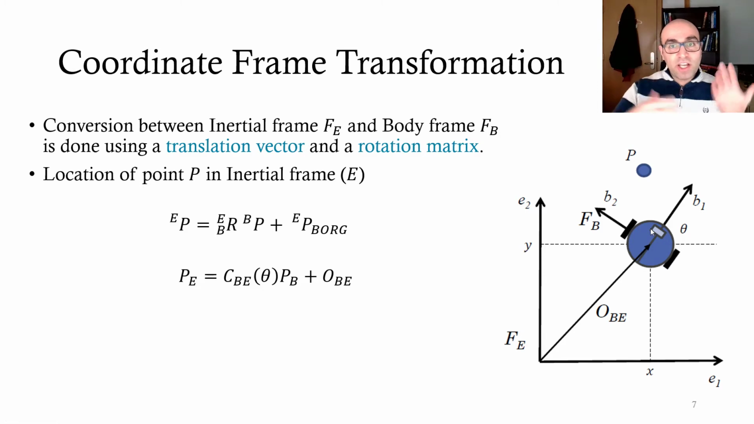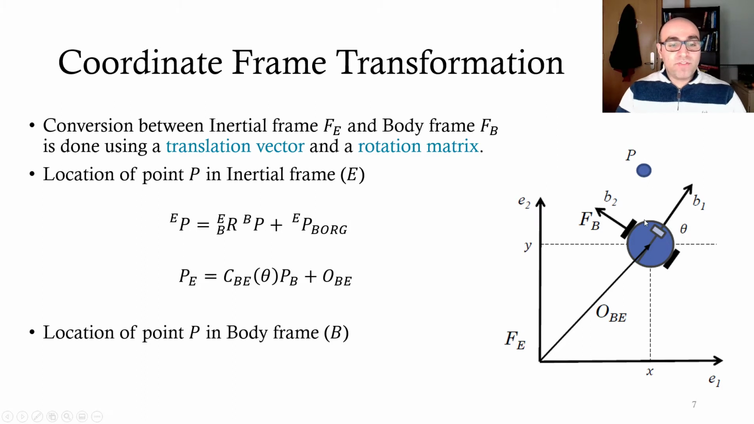What if we want to do the other way? What if we know P in E and we want to find P in B? Very easily, the equation is given here. The only difference is instead of C_BE, you should use C_EB. And for example, if here theta was 30 degrees, here it would be minus 30 degrees. And the vector of translation is not O sub BE, it's O sub EB.